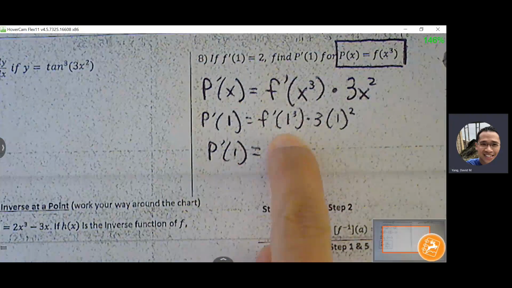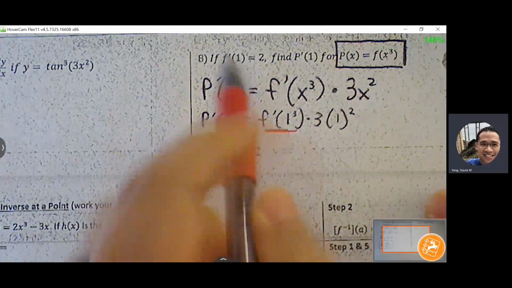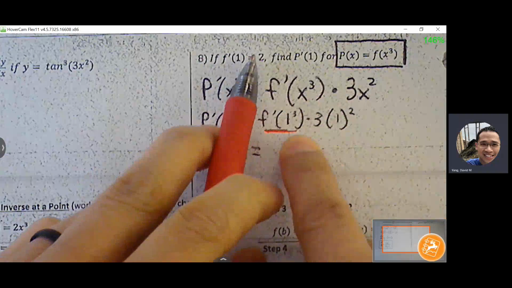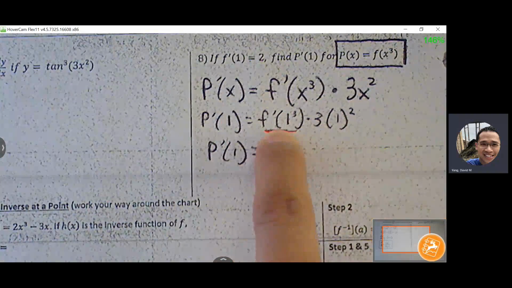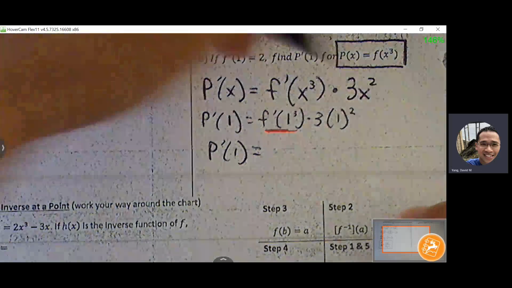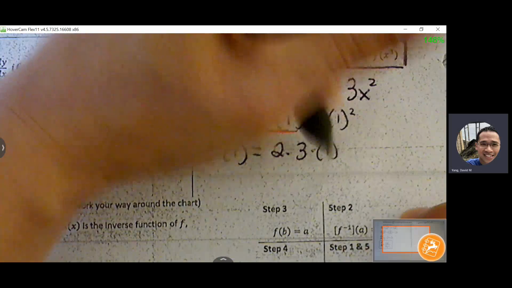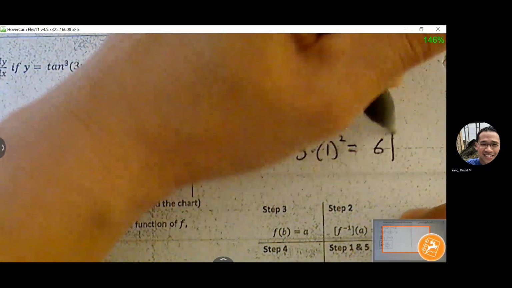Okay, 1 cubed is 1, f prime of 1. What's f prime of 1? Do we have a substitution for this? 2, right? Now, if they did not provide a substitution for this, then you would have to leave your answer like this, right? But you can only go as far as what's provided for you. So in this case, I can make my way all the way down to 6.